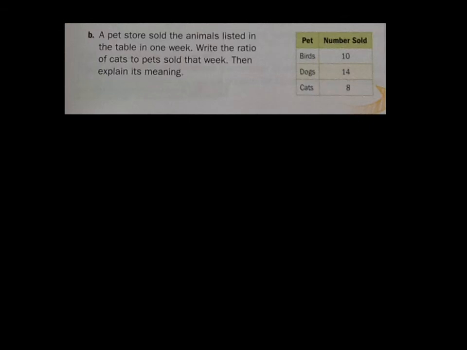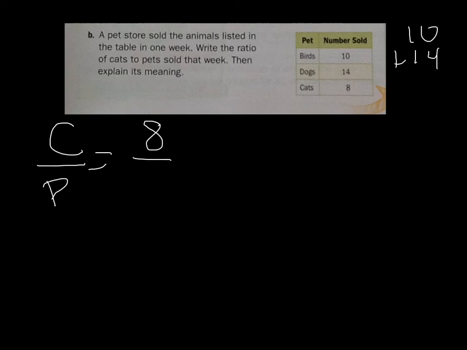This is letter B. A pet store sold the animals listed in the table in 1 week. Write the ratio of cats to pets sold that week. Well, to make it a little bit easier, we want cats to pets sold. So we know there are 8 cats. And how many pets? Well, we're going to need to add 10 plus 14 plus 8. When I do that, I get 32. So my ratio would be 8/32.